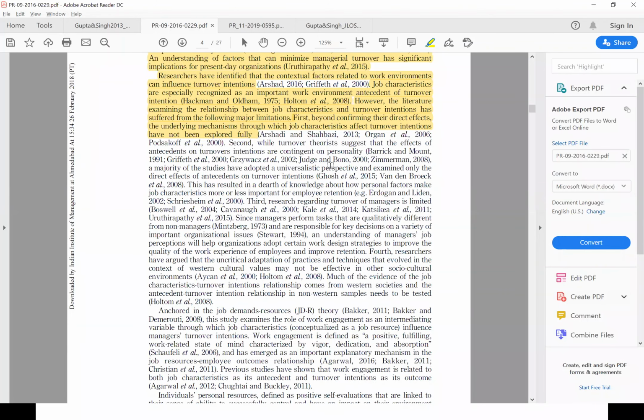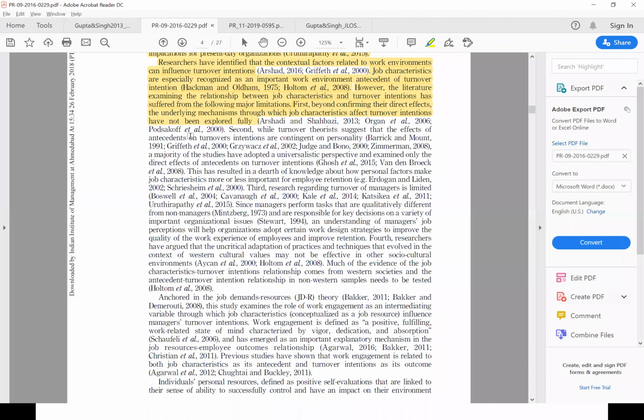While turnover theorists suggest the effects of antecedents are contingent on personality, a majority of the studies have adopted a universalistic perspective and examined only direct effects of antecedents. This has resulted in a dearth of knowledge of how personal factors make job characteristics more or less important. So again, presenting another limitation of the literature, which is going to build groundwork for what we are going to do.